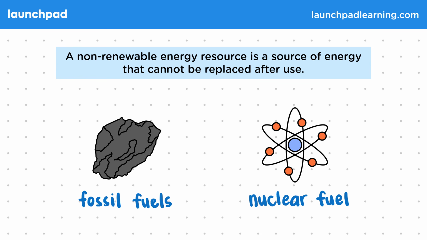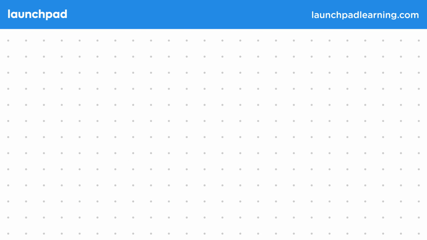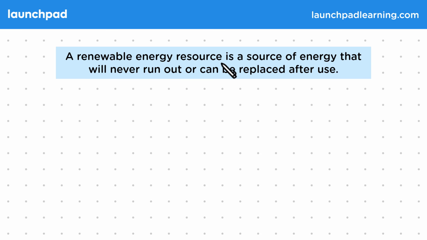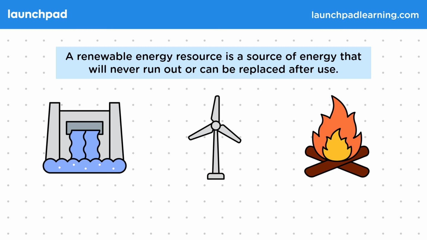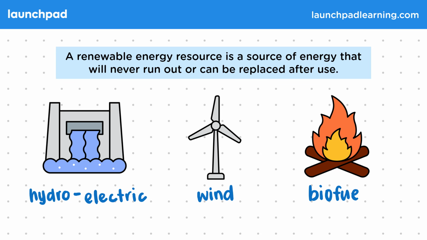But are all resources non-renewable? A renewable energy resource is a source of energy that will never run out or can be replaced after use. So some examples of renewable energy resources are hydroelectric power, which generates power using the kinetic energy in moving water, wind power, which uses wind to drive the turbines directly, and also biofuel, which is made up from plant materials. These resources won't run out as they're almost infinite or at least easily replaceable.